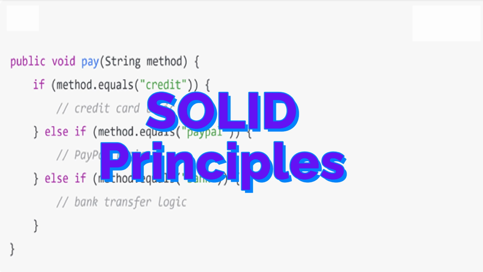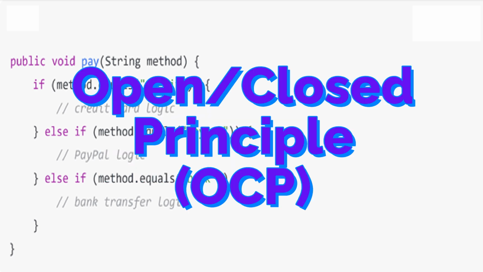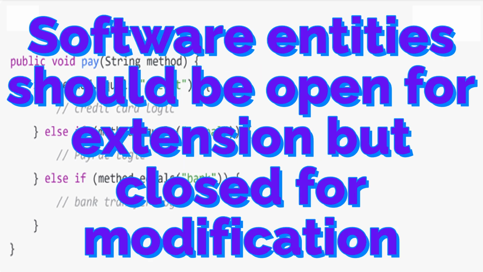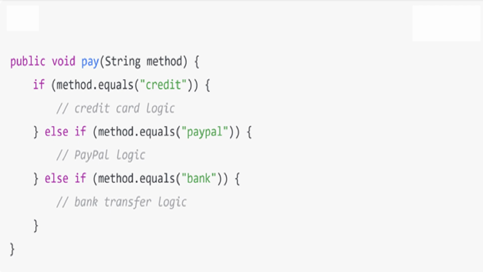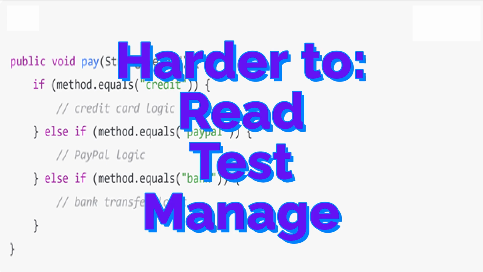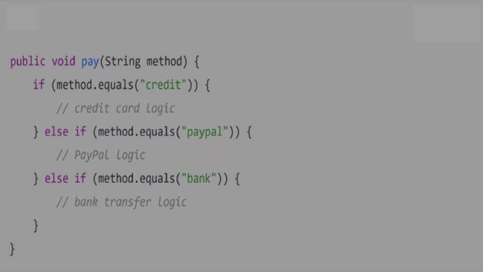The main issue with this approach is that it violates the open/closed principle, which states that software should be open for extension, but closed for modification. Adding a new payment method requires editing the pay method, increasing the risk of bugs. It also becomes messy and hard to maintain, as each new method adds more if-else branches, making the code harder to read, test, and manage. Finally, it tightly couples payment logic to the pay method.